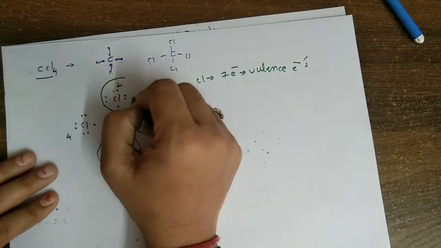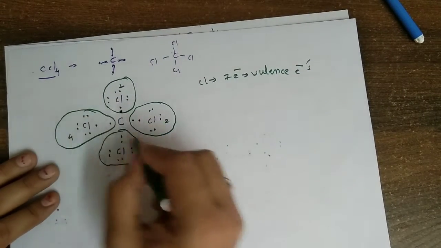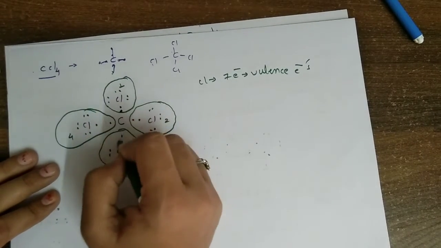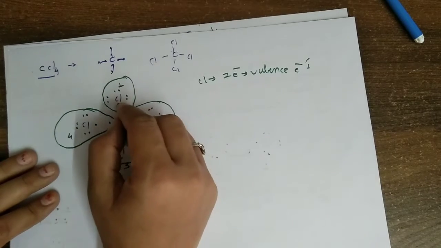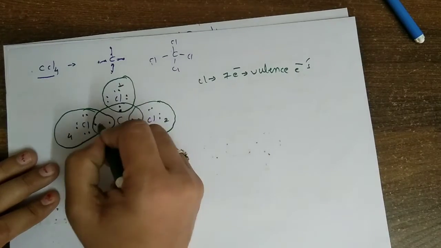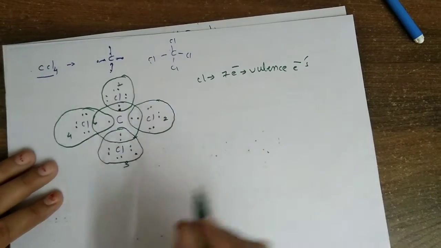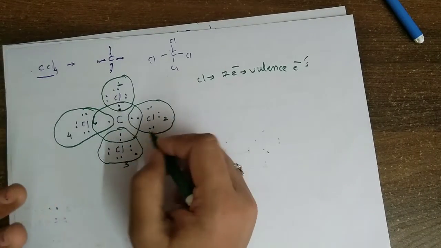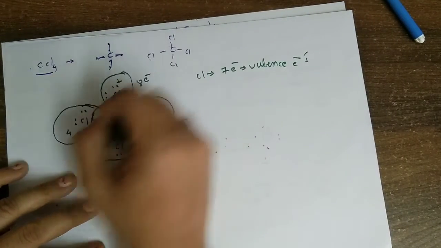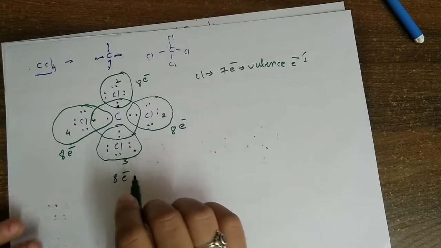This chlorine also completes its octet, and chlorine number 4 also completes its octet. And this carbon, which has 4 bonds, 1 bond, 2 bond, 3 bond, 4 bond, has 1 2 3 4 5 6 7 8, so the carbon is also completing its octet. This is the octet rule for carbon tetrachloride, which has 8 electrons in their shells. We can write here 8 electrons, 8 electrons, 8 electrons, 8 electrons. So this was the octet rule for carbon tetrachloride.